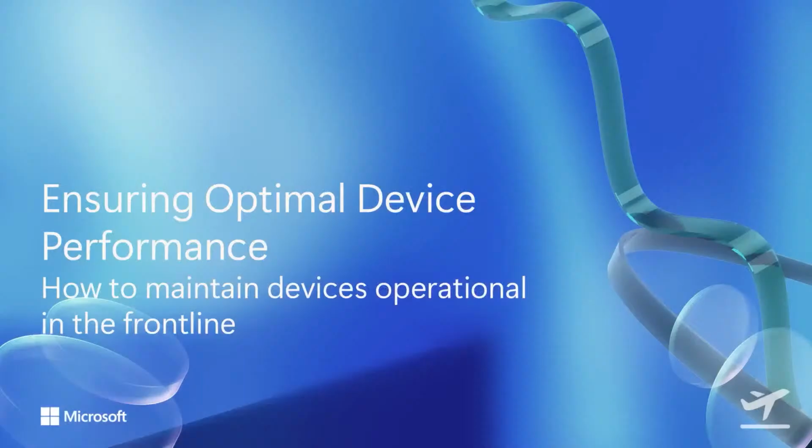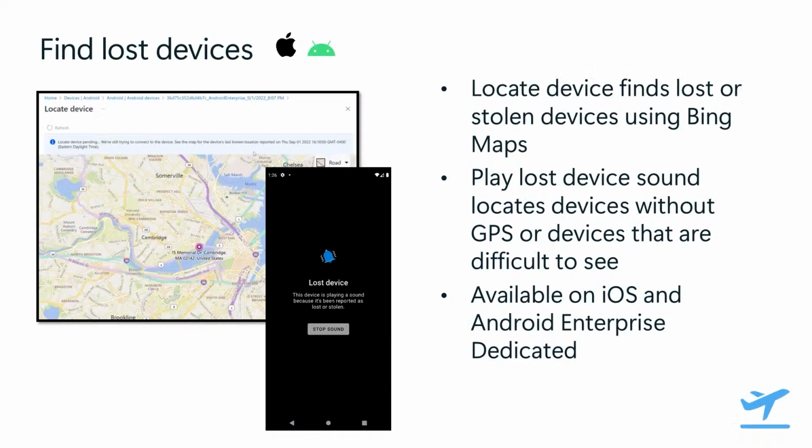Thank you, Jess. And now that we have our devices ready in the frontline, let's look at how we can keep them functioning and ready for use. Firstly, if our devices get lost, or worse, stolen, we can use the Find Lost Devices function to locate them. With this capability, you'll be able to see where the device is using Bing Maps, and then activate a Play Lost Device sound for devices without GPS or that are difficult to identify. This capability is available on iOS and Android Enterprise Dedicated.